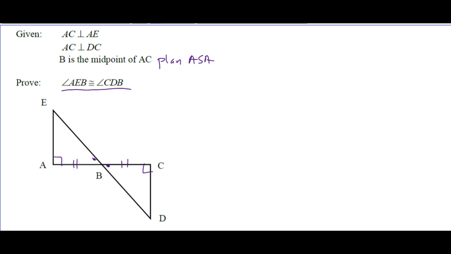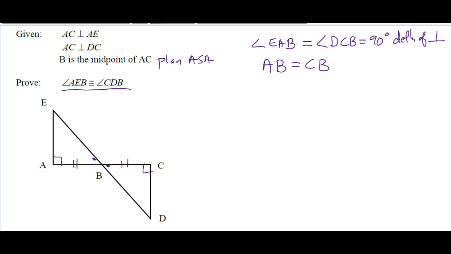Okay, angle, side, angle. So which angle shall we start with? Start with the 90s. Angle EAB is equal to angle DCB is equal to 90 degrees, and the reason is definition of perpendicular. I can't write. Definition. Okay, so we got the two perpendicular sides, gives us the angle. Now we want to mention the side. So AB is the same as CB, and the reason is?